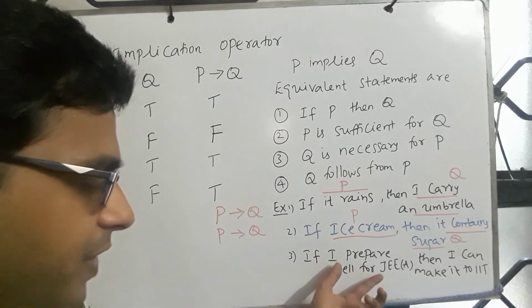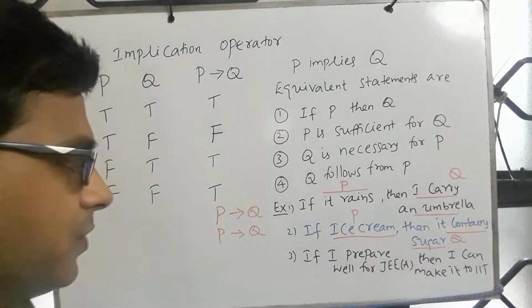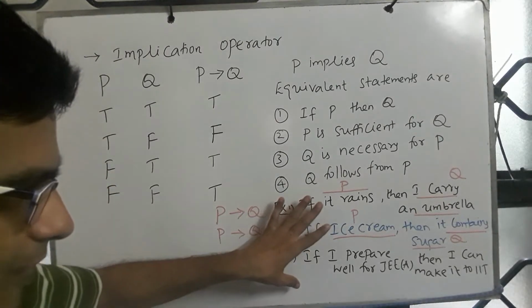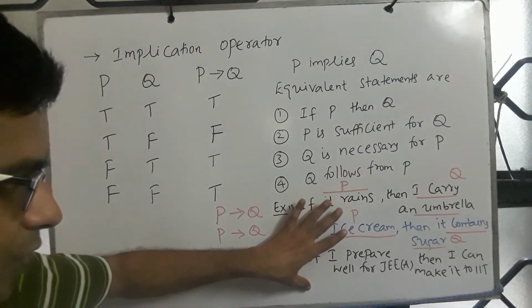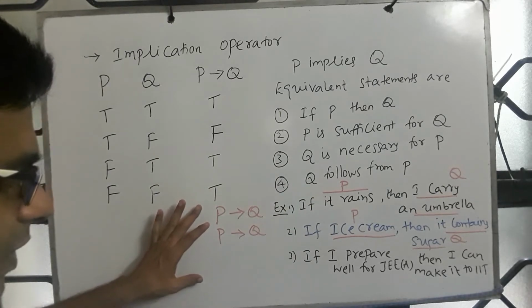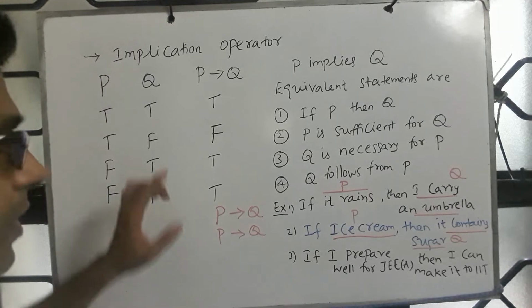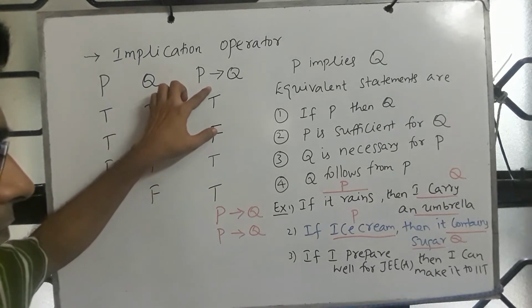And if I prepare well for JEE, then I can make it to IIT. So when you come across statements of this type, when you want to translate them and bring abstractions out of it, you express them using the operator implication.